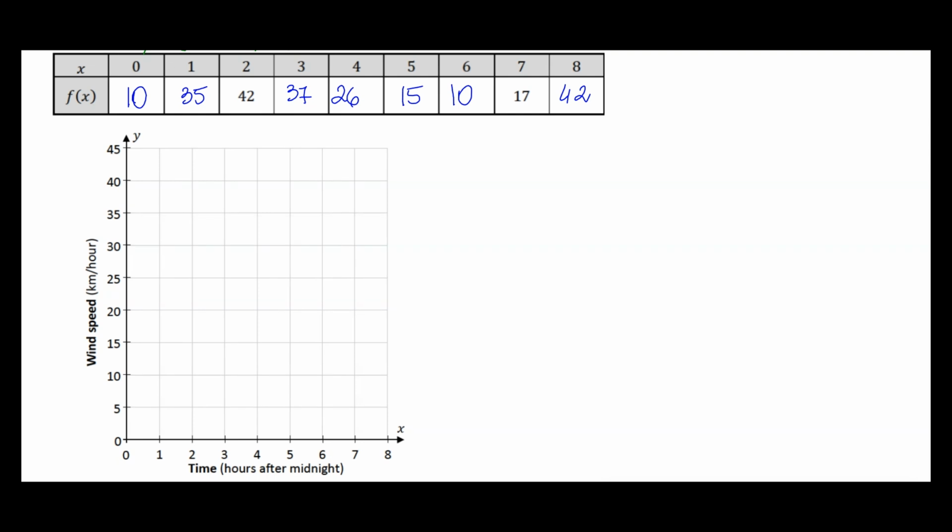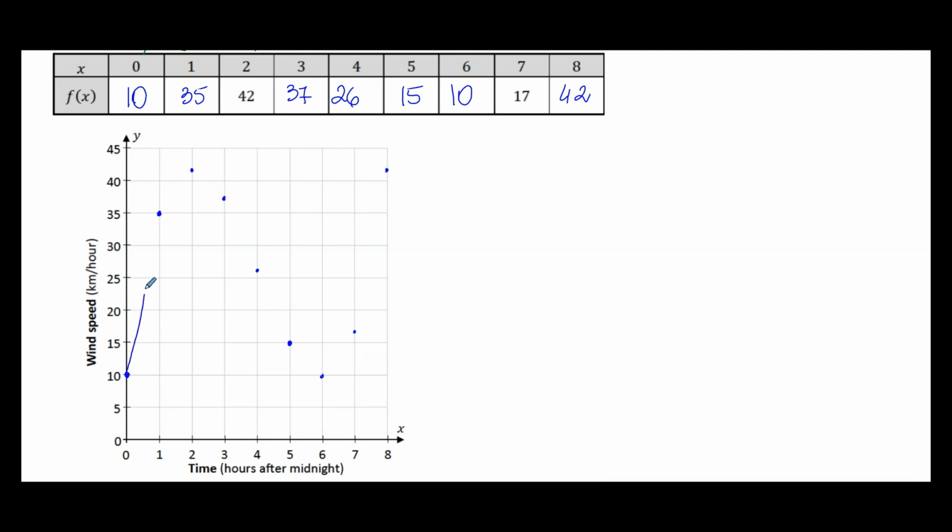And again, try to be as accurate as possible. So from 0, we are starting with 10. Then for 1, we are doing 35. Then for 2, we are going 42. Then for 3, we are going 37. Then for 4, we are doing 26. For 5, we are doing 15. For 6, we are doing 10. For 7, again, 17, so somewhere here between, and 8, 42.